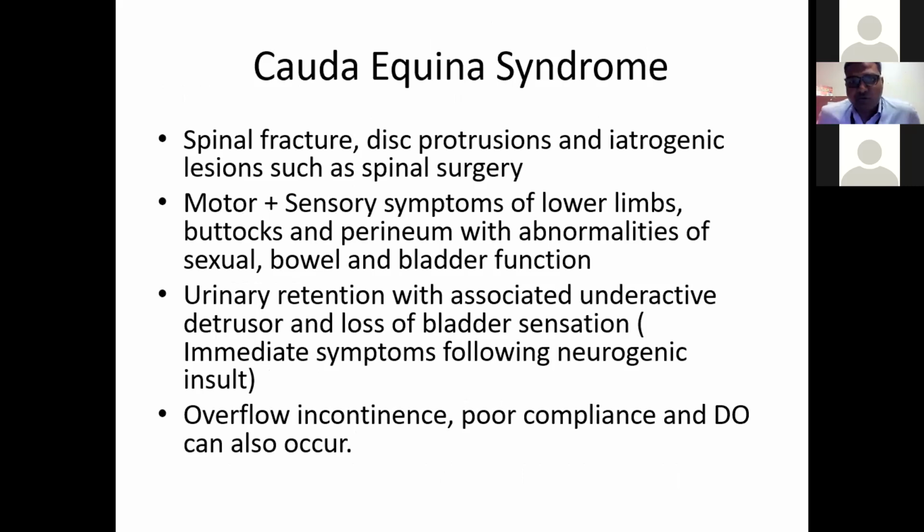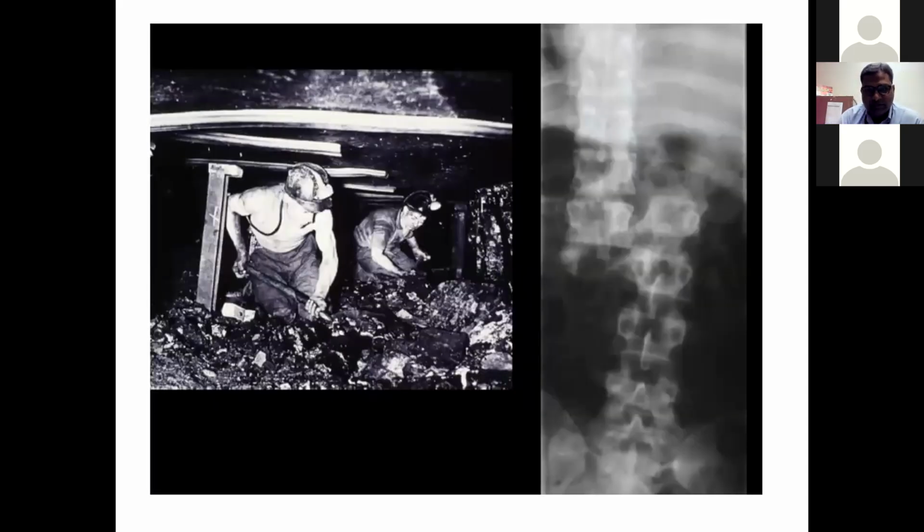Cauda equina syndrome is because of the injury to the peripheral nerves or cauda equina due to disc protrusion, spinal fracture, or iatrogenic lesions secondary to spinal surgery. It affects the motor and sensory function of the lower limb, buttock, and perineum, with abnormalities of sexual, bowel, and bladder function. Patients usually have urinary retention with an associated underactive detrusor and loss of bowel sensation, and they present with overflow incontinence, poor compliance, and detrusor overactivity.